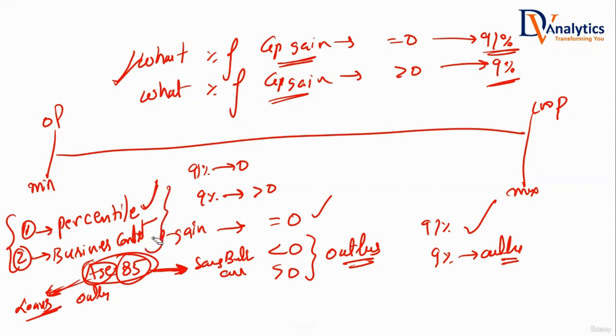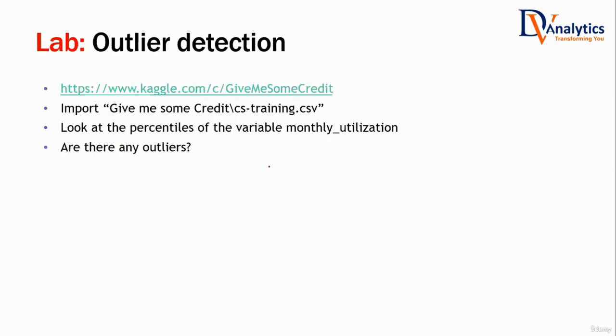Are you with me, everyone? Yes, sir. Business context will decide and tell us sometimes what are outliers and what are not outliers. That's how you detect outliers. By using the percentile distribution, you will get to know where is the whole concentration of the population and whether there are any values that are very far away from the concentration of the population. To get a better understanding of this, we will take one more example. This time we will take some credit risk data.